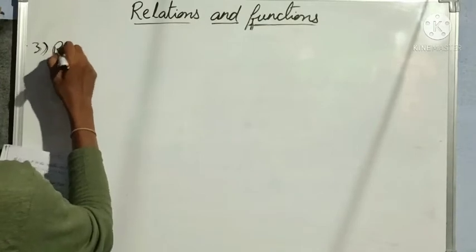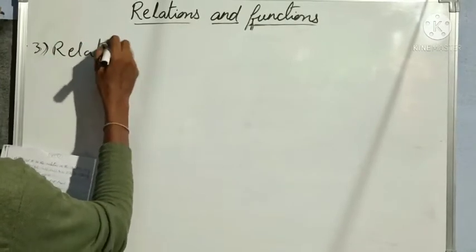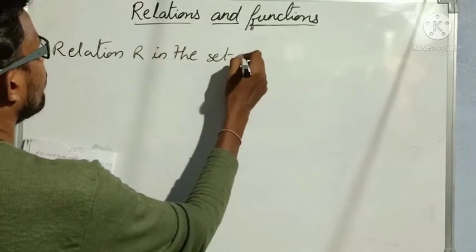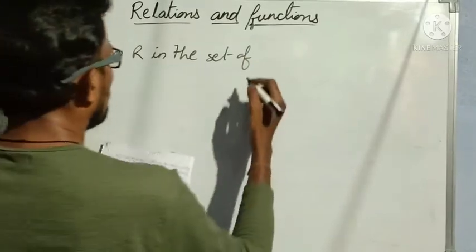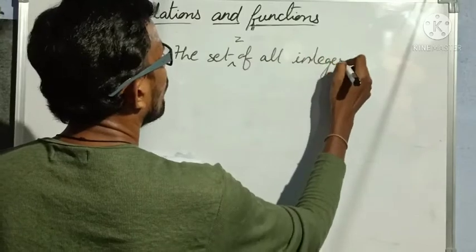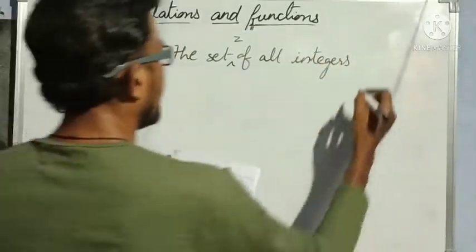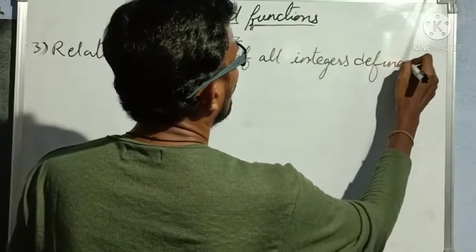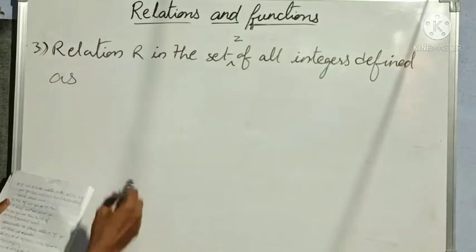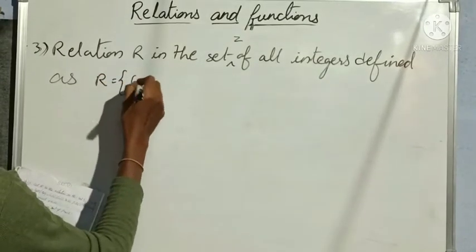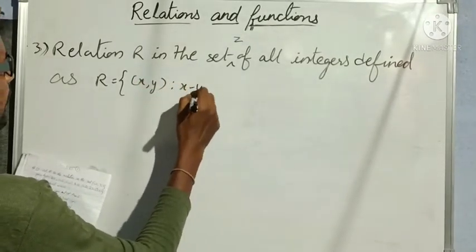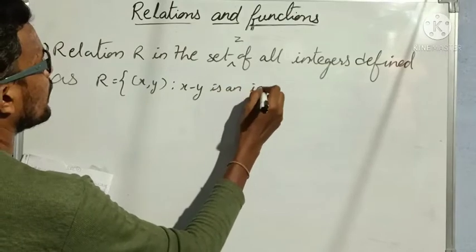So, relation R in the set Z of all integers is defined as R equals {(x, y) ordered pair such that x minus y is an integer}.